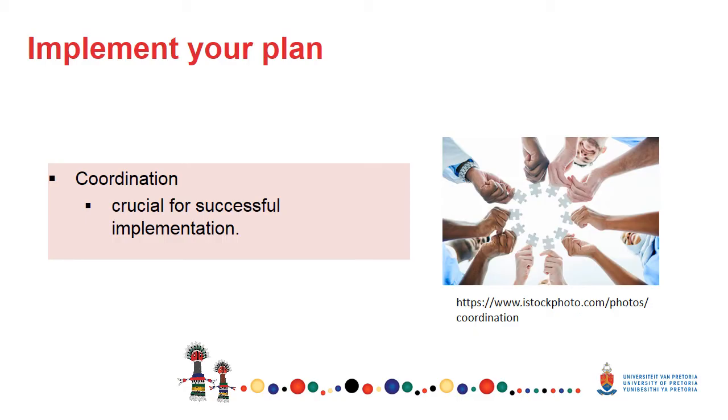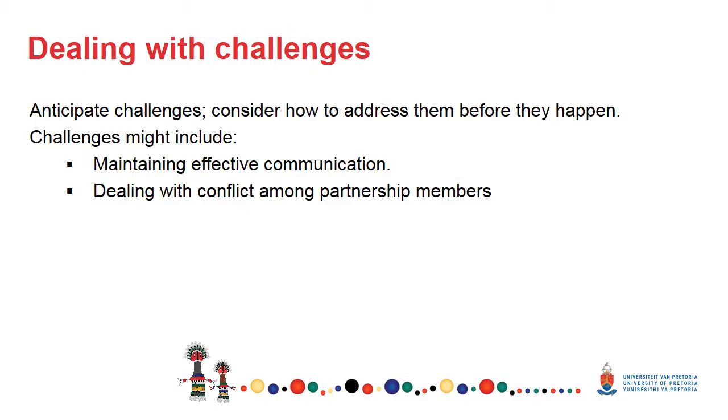Coordination is crucial for the successful implementation of the plan. You can't do something as complicated as running an initiative without a person or small group keeping track of everything and making sure that the appropriate things get done at the appropriate time. When implementing a plan, you have to anticipate some challenges and consider how to address them before they happen. Challenges might include maintaining effective communication.